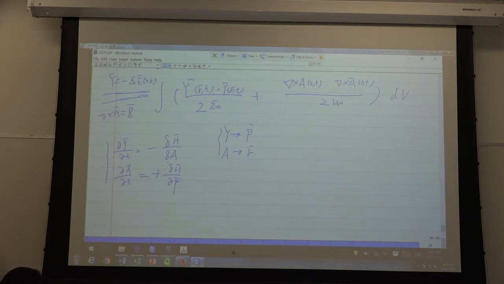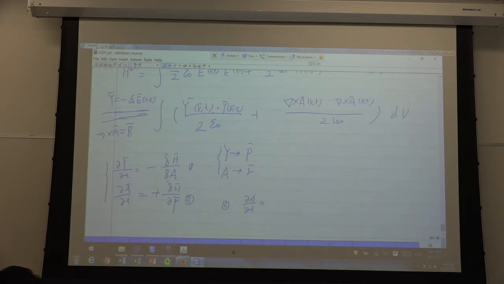The second equation is very simple. Partial A over partial t equals, from the variational principle, delta h over delta Y. Delta h over delta Y is very simple, just Y over epsilon 0. Y has a minus sign, and this is the reason: it's minus epsilon E.